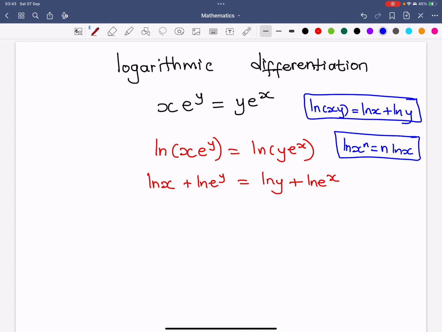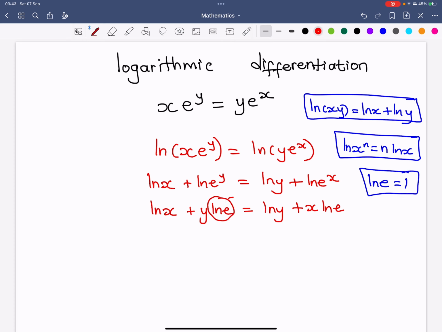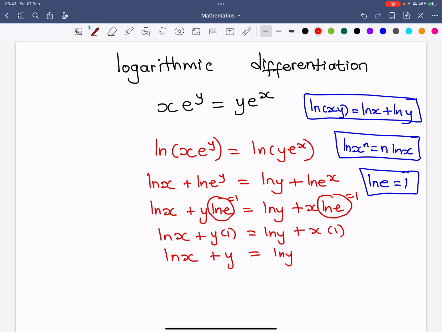Then we need to break things down here. So this is ln of x plus y ln of e equals ln of y plus x ln of e. And then we also know the log rule that says ln of e equals 1, right? So you need to recall these log rules. So you see that this part becomes 1, and this part also becomes 1. So in actual sense, you have ln of x plus y times 1 equals ln of y plus x times 1. And then this is actually ln of x plus y equals ln of y plus x.